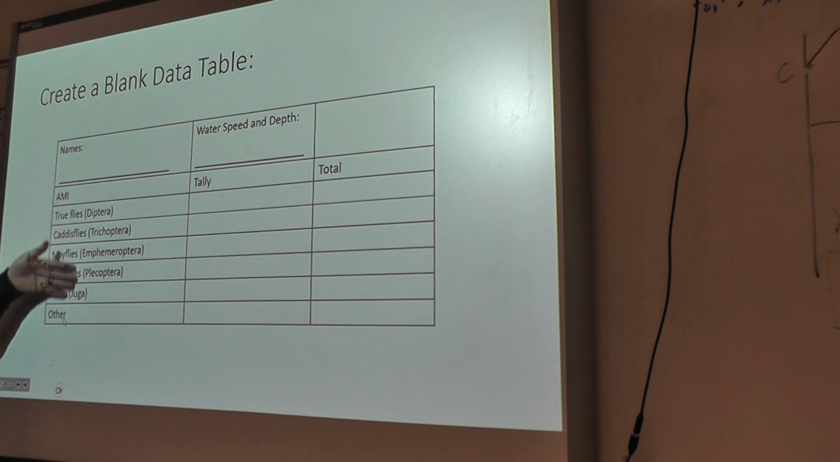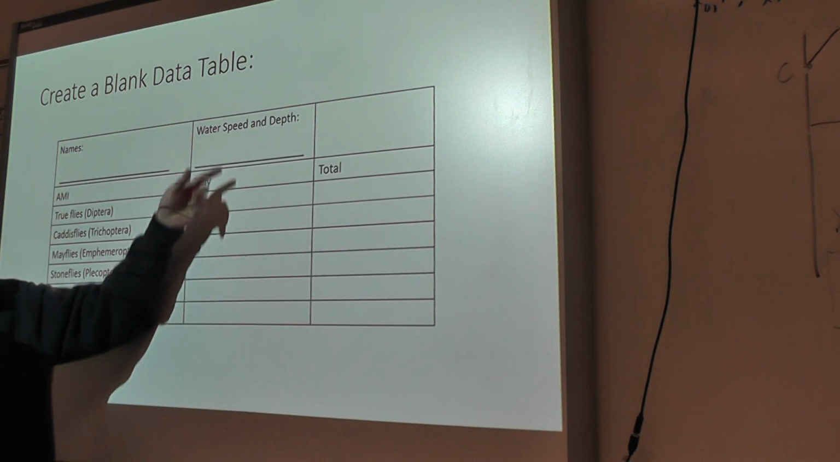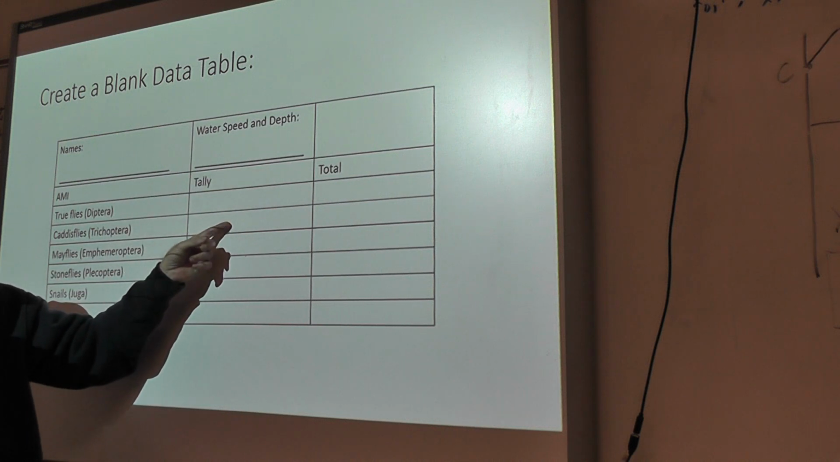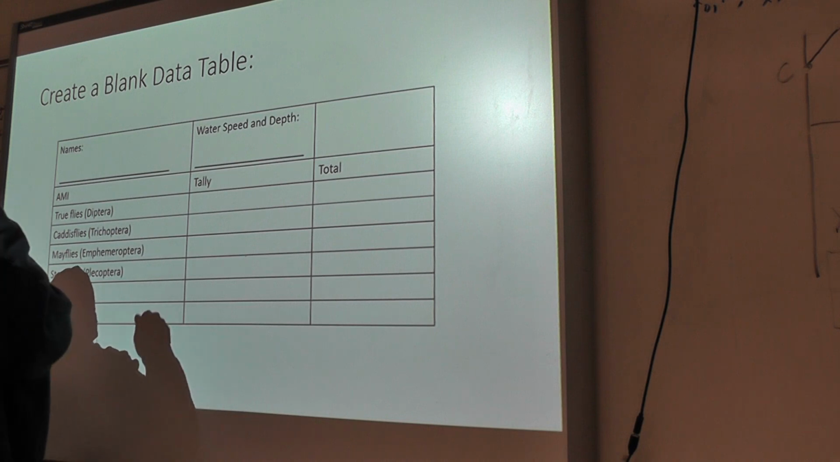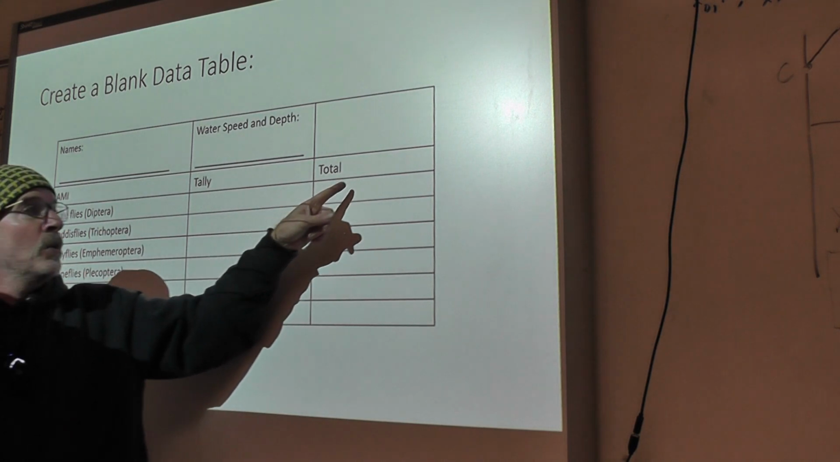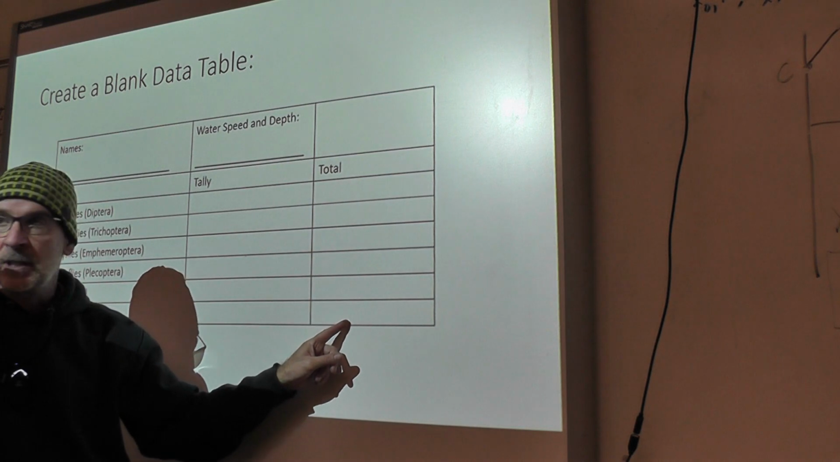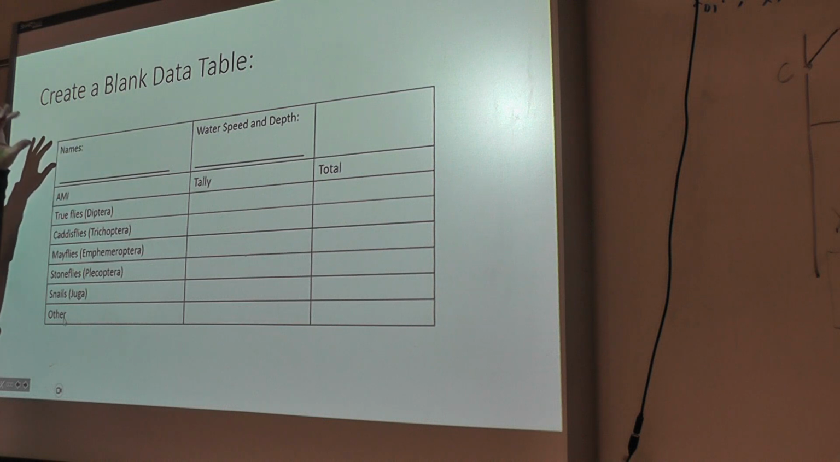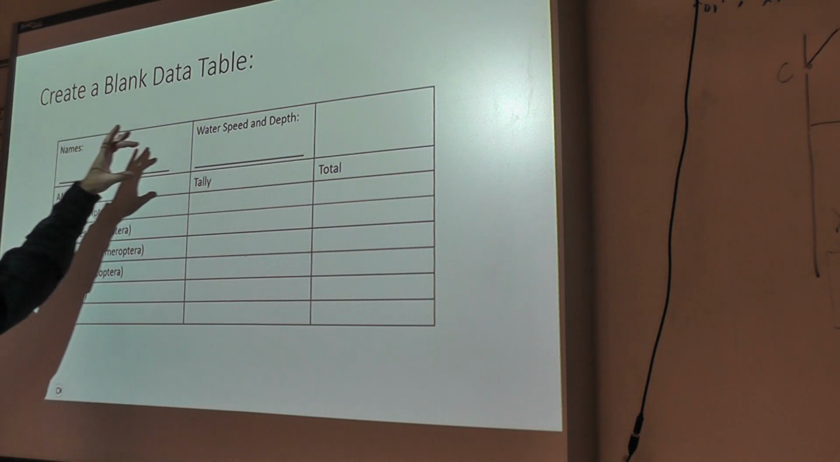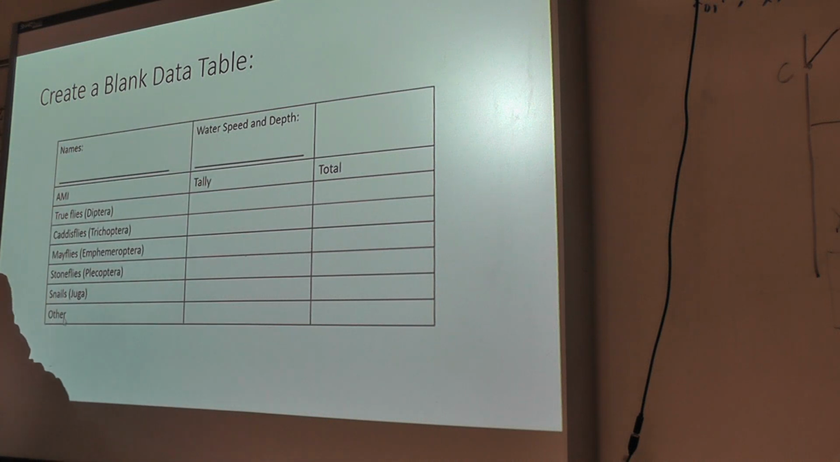One is for your different kinds of aquatic macroinvertebrates. One is for how many of each of those you see, but it's going to be in a tally form, so that's like the tick marks, you know, with 1, 2, 3, 4, 5. And then one is after you're all done counting, you're going to add those up, okay? And then across the top, I just have a spot for your name and the water speed and depth that you got your brick from.